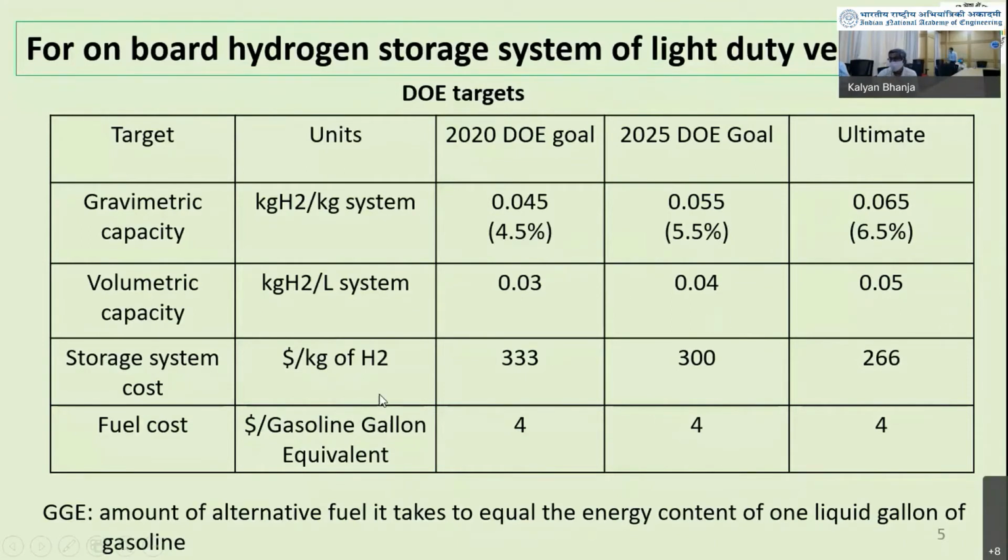So cost is also very important, because cost comes from the material cost as well as the cost of the vessel. If you consider both, as well as the hydrogen generation technology, it should be around $300 per kilogram of H2 by 2025, and $266 by the ultimate goal. So fuel cost, which is always expressed in terms of GGE, should be around $4.